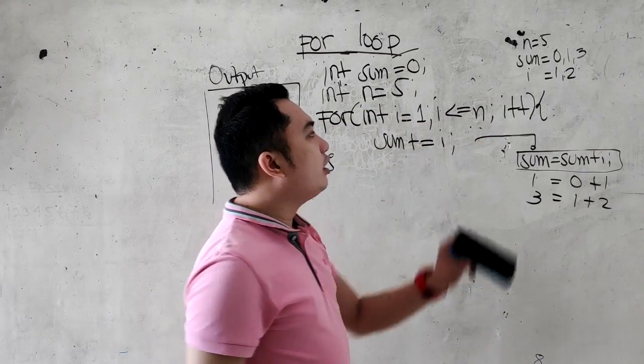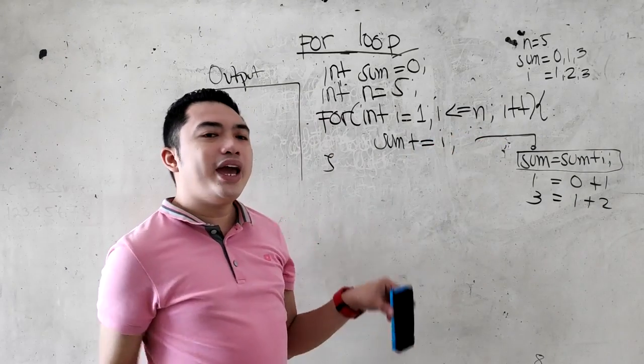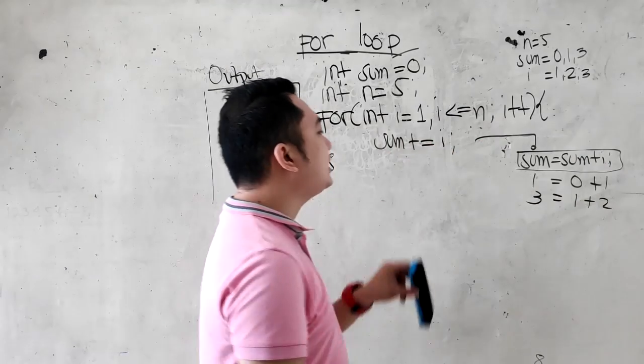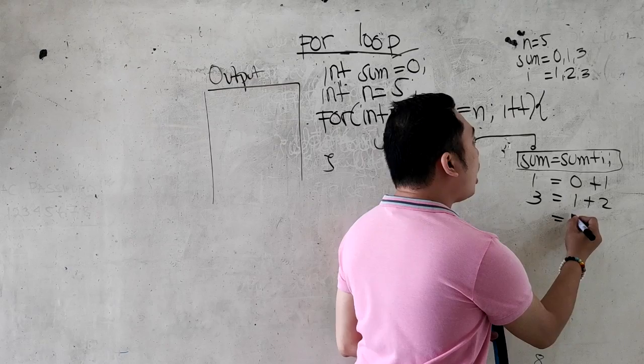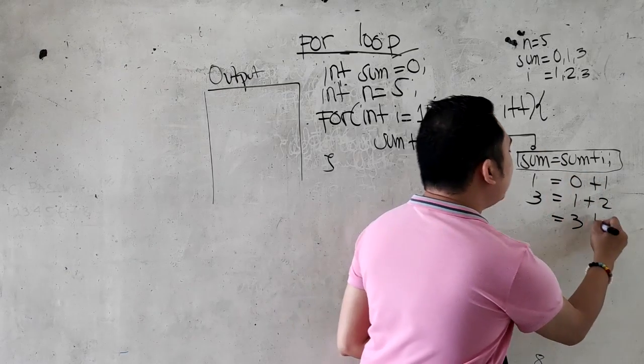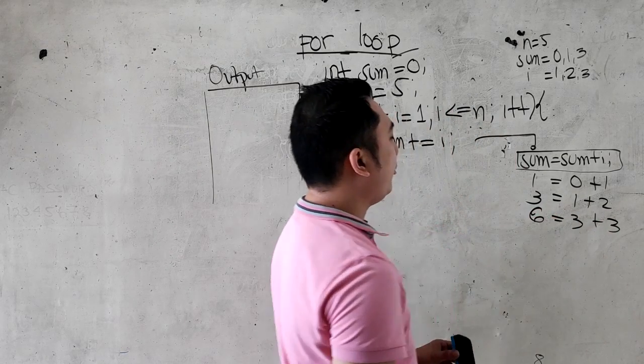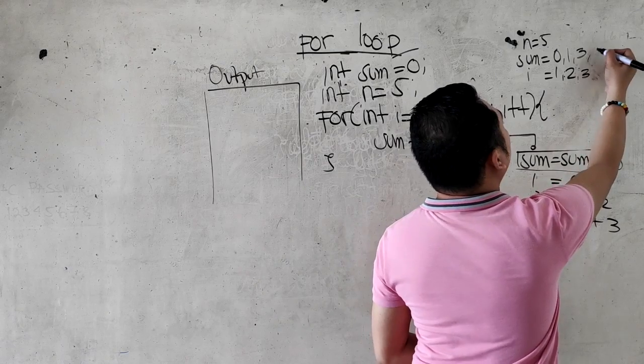And then we increment I to 3. So 3 is lesser than equal to n. That is true, so sum plus equals to I. Our current value of sum is 3, and our current value of I is 3. So 3 plus 3 equals to 6. So our new value of sum is 6.